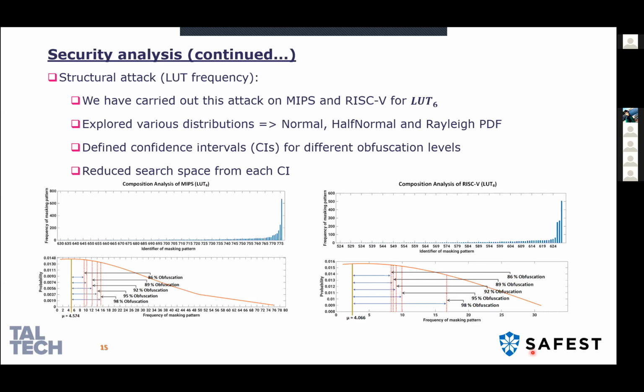In the same way, the same behavior is shown by the RISC-V. We decrease the obfuscation and we shrink the confidence interval. And this is the mean value. The result of shrinking and expanding the confidence interval will give us the reduction in the search space of masking patterns. This will be explained in the next slide.